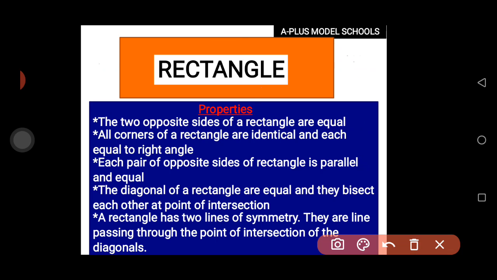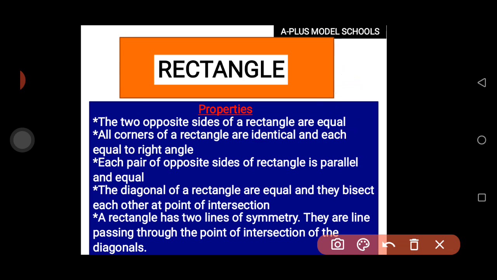Same thing as a square. When you check this angle, this angle, this angle, this angle, you will notice that it's the same as a square, which gives us a right angle, which is equal to 90 degrees.